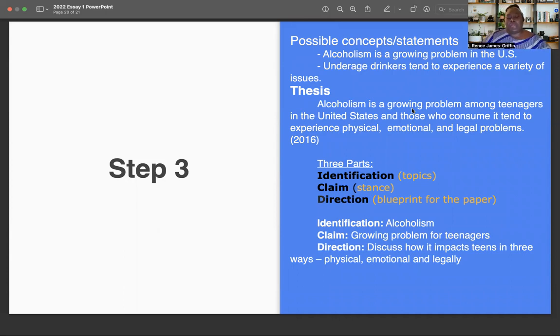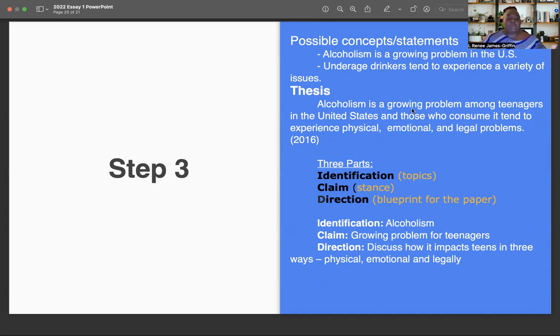Next, what's my claim? My claim is that this is a growing issue for teenagers. So now I'm narrowing it down. Who is it a problem for? It's a problem for teenagers. Now, is it a problem for adults? Absolutely, but that's not the direction that I'm going in. I want to focus on how it's an issue for teenagers, and I identify that in my thesis statement.